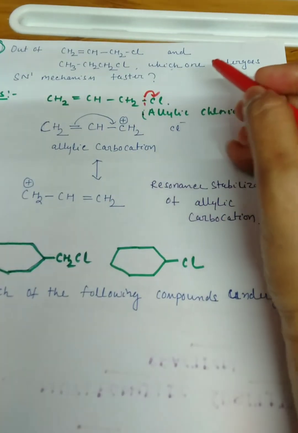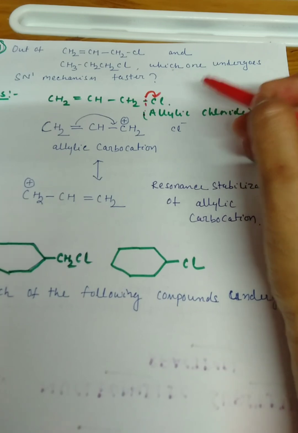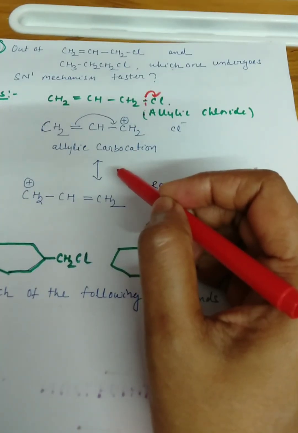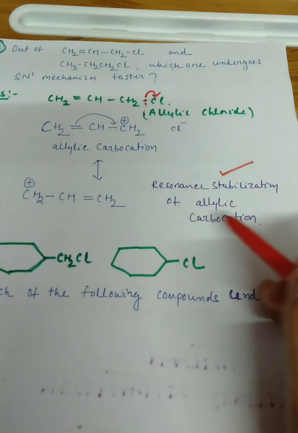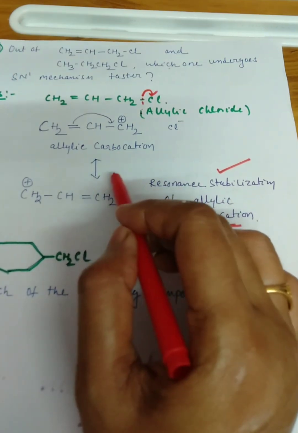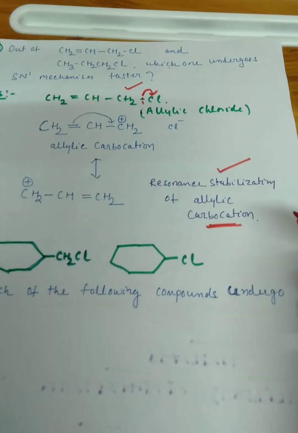So according to the question, out of these two, which one undergoes the SN1 mechanism faster? Allylic chloride undergoes SN1 reaction faster, because the main reason is the resonance stabilization of the allylic carbocation. Due to this resonance stabilization, this one undergoes the SN1 mechanism faster.